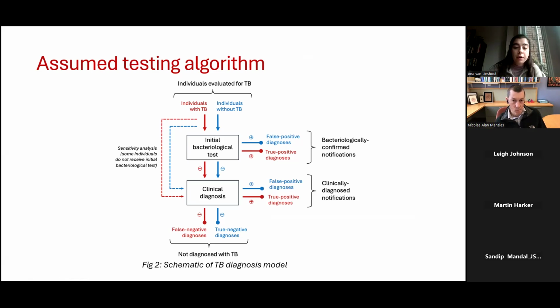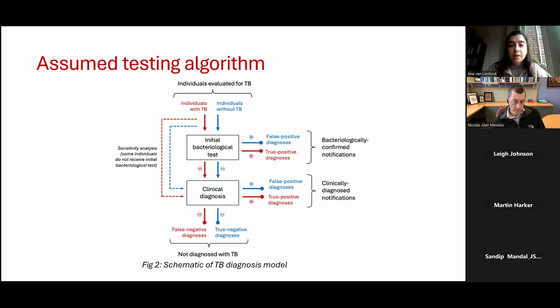And then the people that are going into clinical diagnosis, that consists of a mixture of false negatives, so people that have TB that have been missed by the bacteriological test, and people that do not have TB and were also correctly diagnosed as not having TB in the initial step. And the same thing happens during clinical diagnosis. We also did some sensitivity analysis to check what would happen if some people did not receive that initial bacteriological test, because we did see that that might be a possibility for some of the countries that we were looking at.